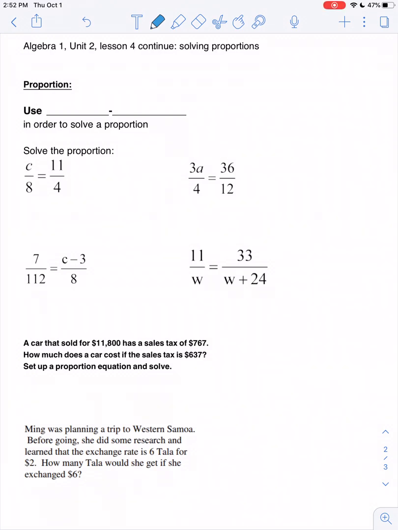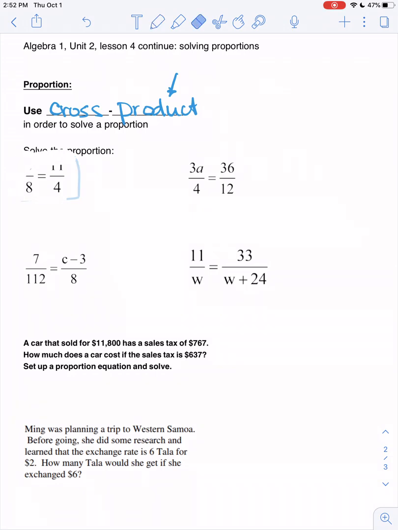This is Algebra 1, Unit 2, Lesson 4 continued. We're going to solve proportions. What we're going to use to solve these proportions is called cross product. And we know product means the answer to a multiplication problem, so we're going to be multiplying. And a proportion is just two ratios with an equal sign between them, or equivalent ratios.